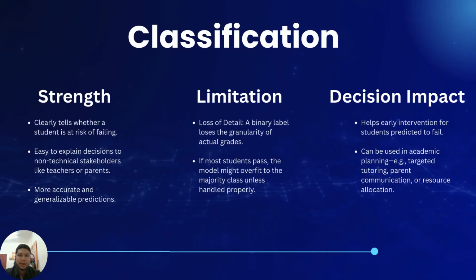The decision impact of classification: it helps early intervention for students that are predicted to fail, and it can also be used in academic planning, for example targeted tutoring, parent communication, or resource allocation.